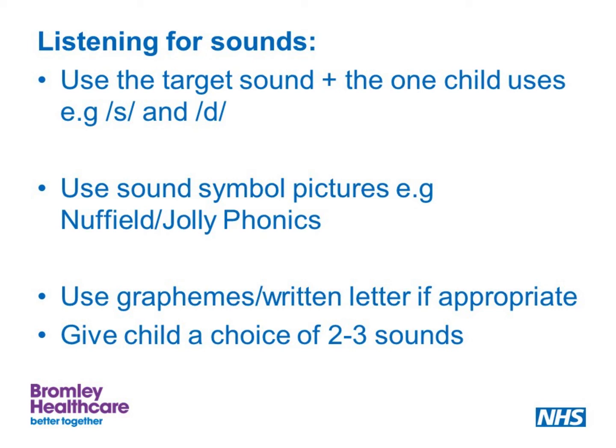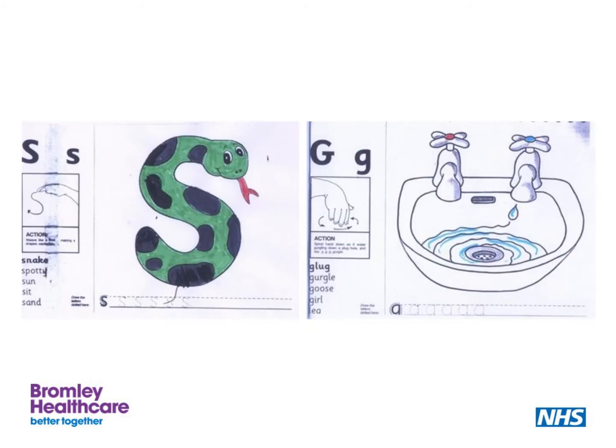When we're working on listening, it's a good idea to use a visual prompt, such as a picture or object that the child can associate with the sounds. For example, the picture of a snake for s, or a picture of a drum for d. You can also use sound symbol pictures, for example, Jolly Phonics or Nuffield pictures. Or if the child is slightly older, you might want to use the written letter. Here are some examples of Jolly Phonics symbols for s and g.